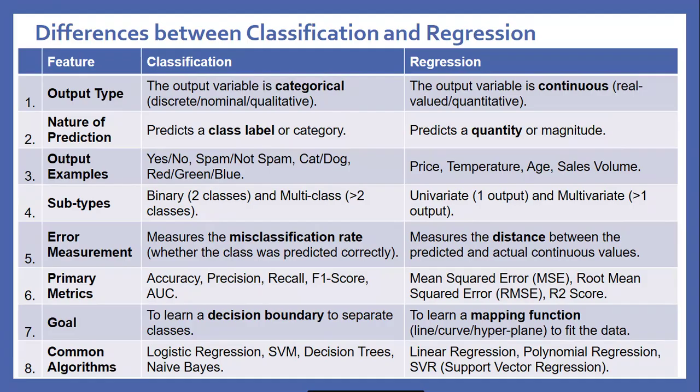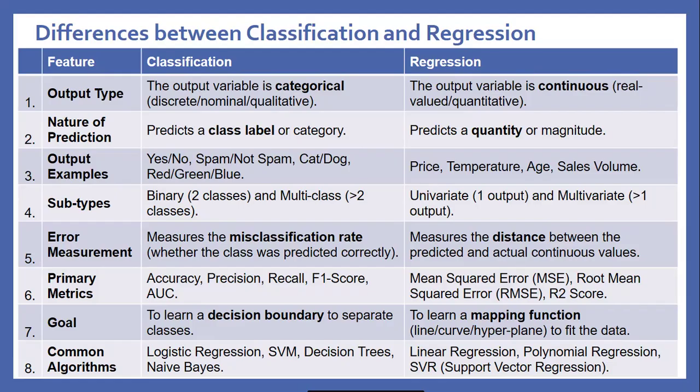Nature of prediction: classification predicts a class label or category. Regression predicts a quantity or magnitude. Output examples: yes, no, spam, not spam, cat, dog, red, green, blue. In regression: price, temperature, age, sales value. Subcategory: classification can be binary, two classes, or multi-class, more than two classes. In regression, univariate, one output, or multivariate, more than one output.